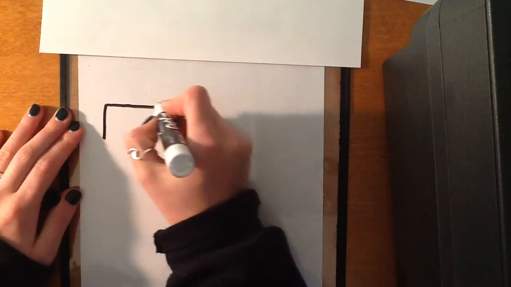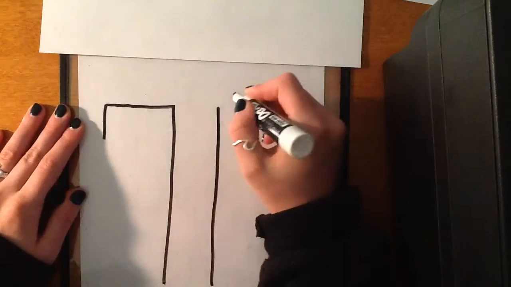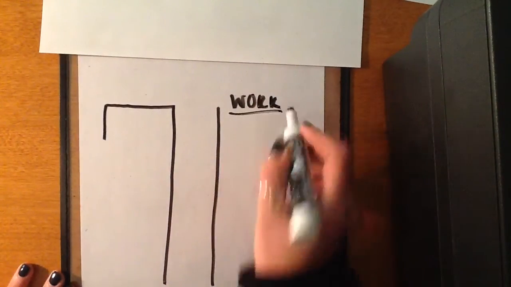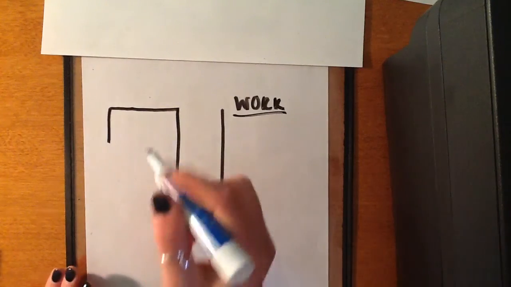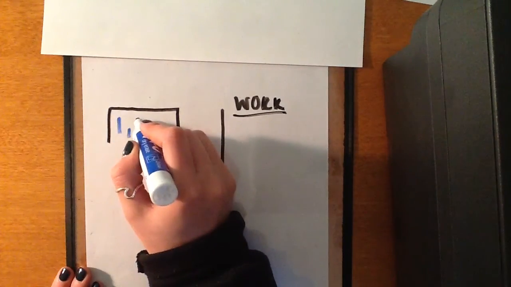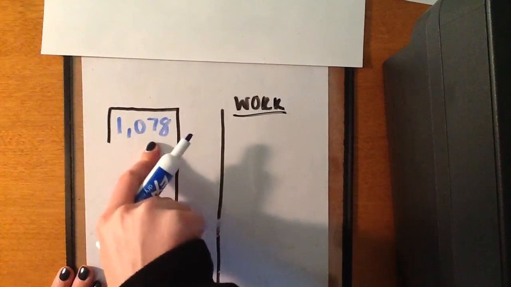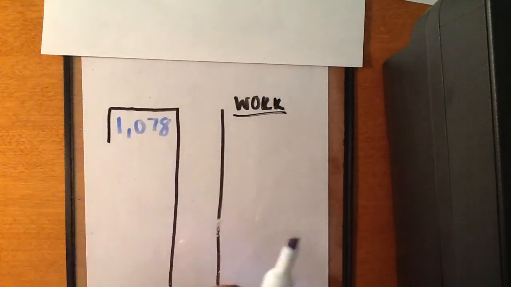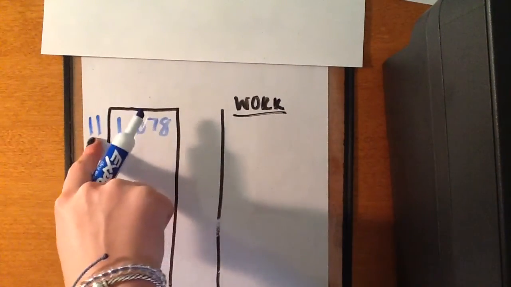Kind of has the big 7. I like to put a little area and I label it work because I like to show my work. And what we're going to do is we are starting with 1,078 cookies. So that's going to be my dividend. And we're going to take those 1,078 cookies and we're going to break them up, and there's going to be 11 cookies in each box. So the 11 will go right here, and that is my divisor.